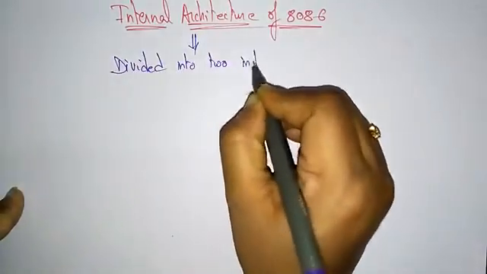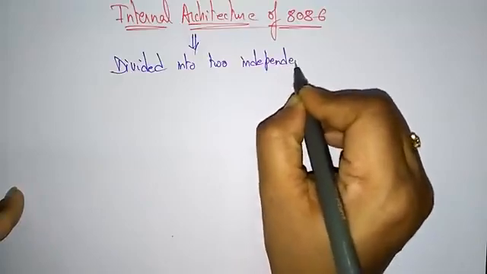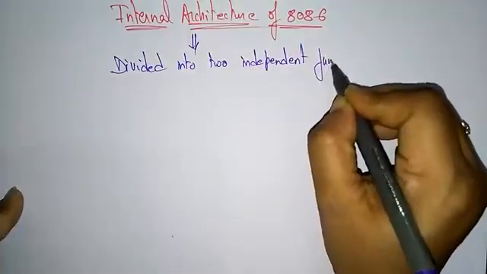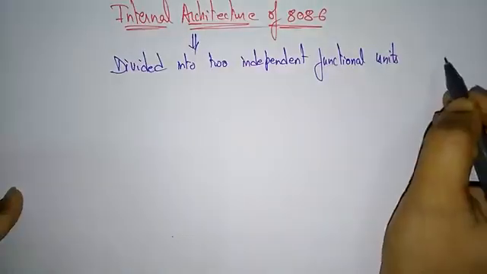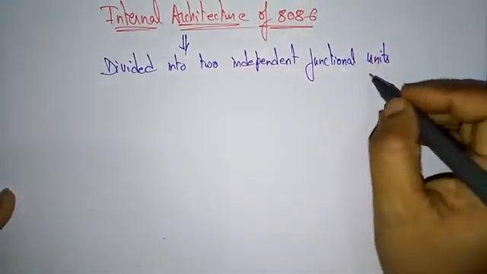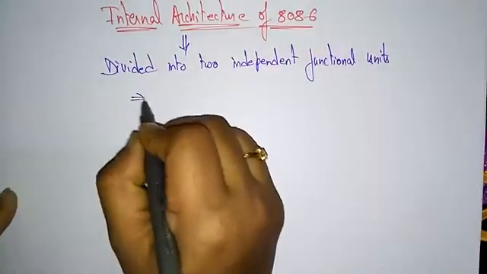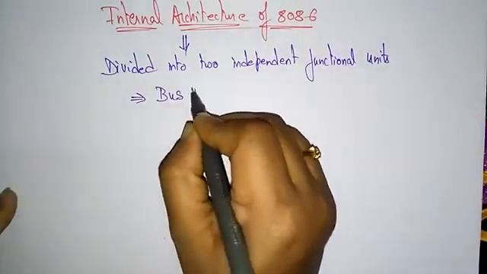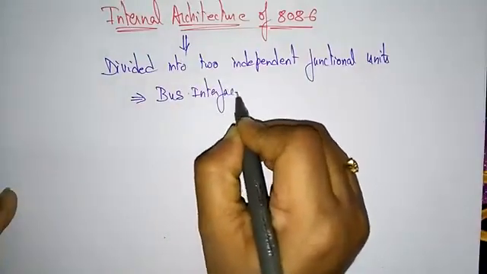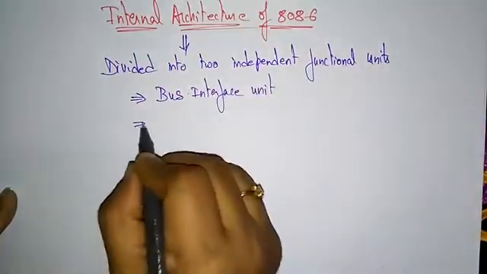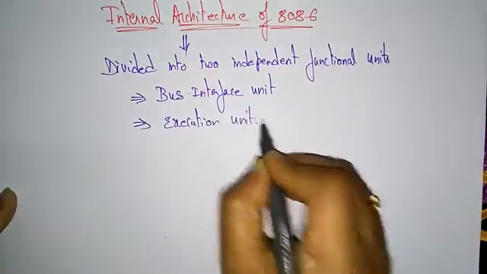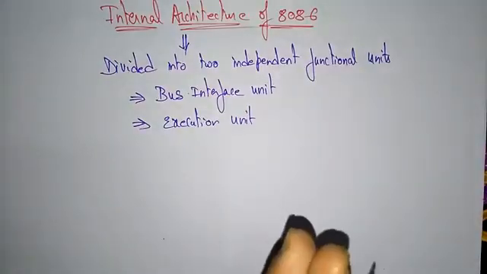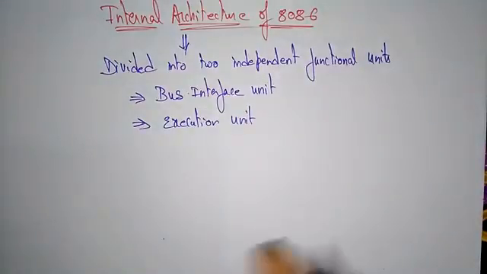This 40 pin IC is divided into two independent functional units, and you have to remember this. The complete IC is divided internally into two functional units, and they are the bus interface unit and the execution unit. So the internal architecture of 8086 is divided into two functional units: one is the bus interface unit and the next is the execution unit.